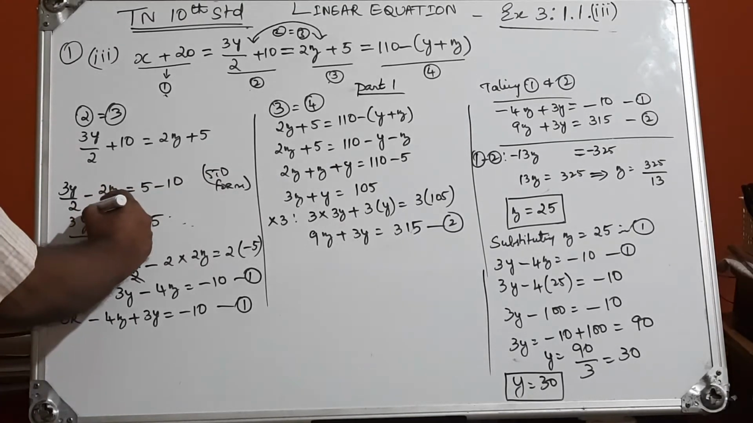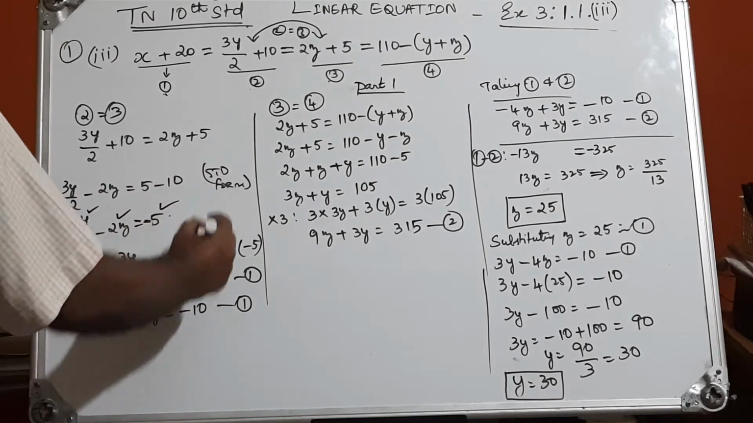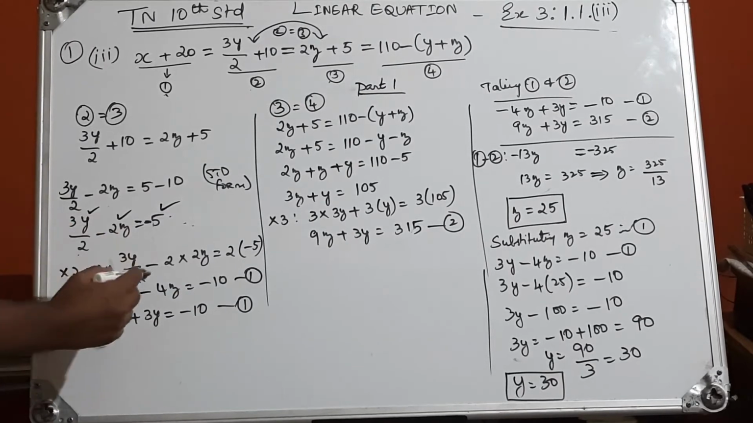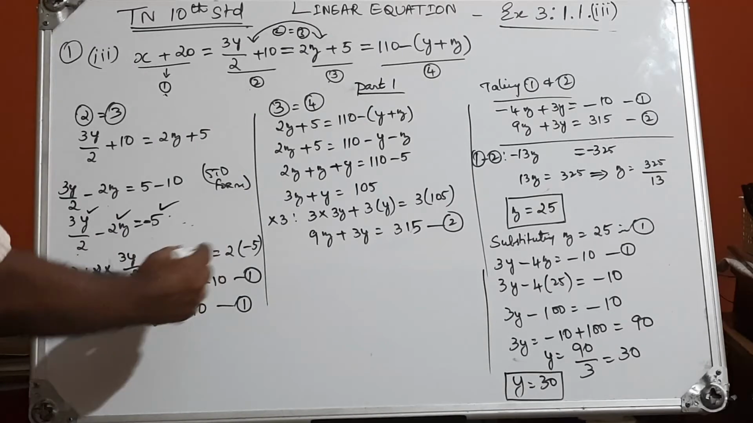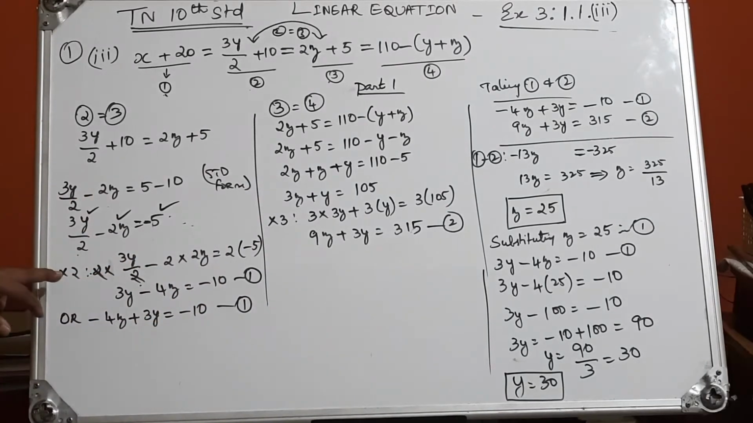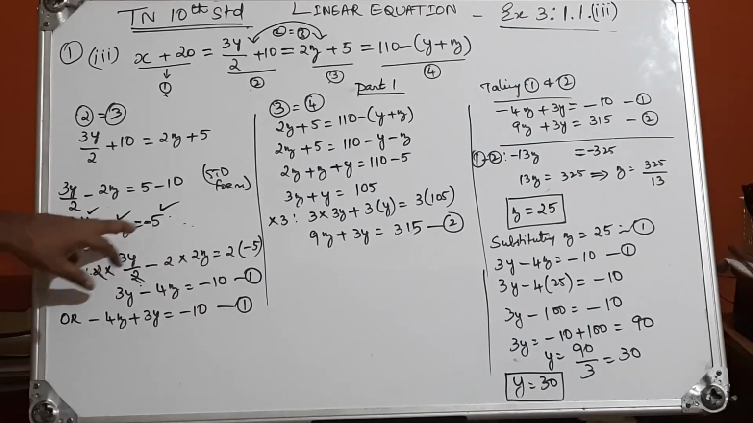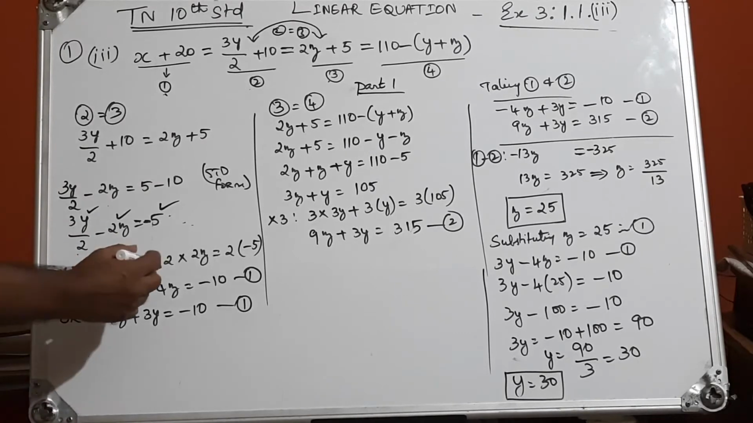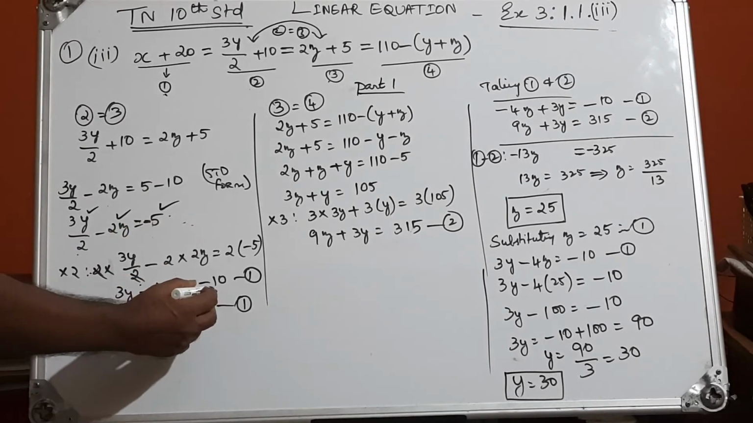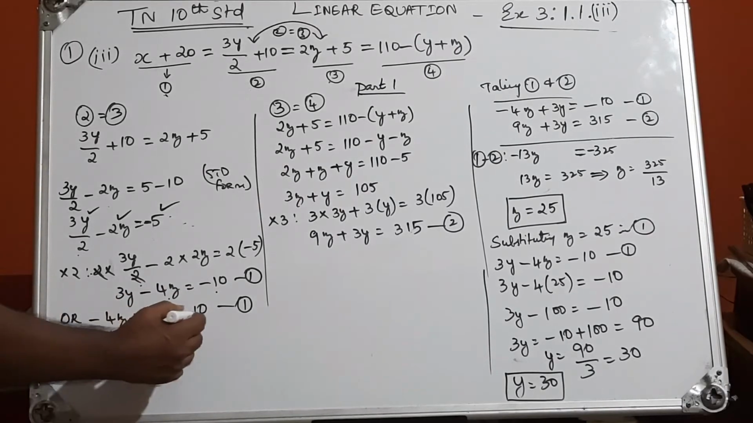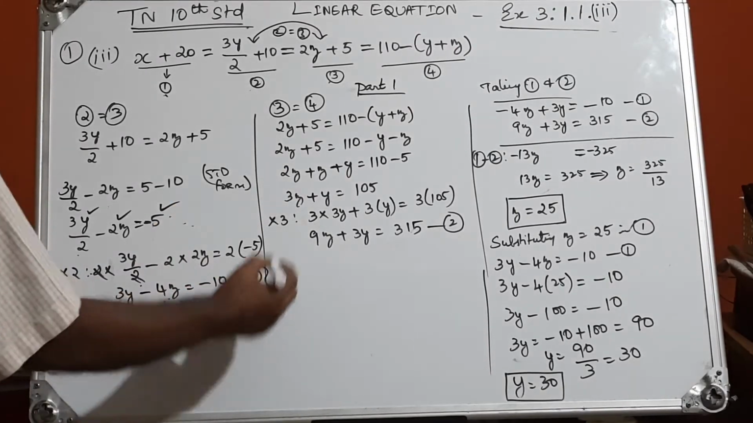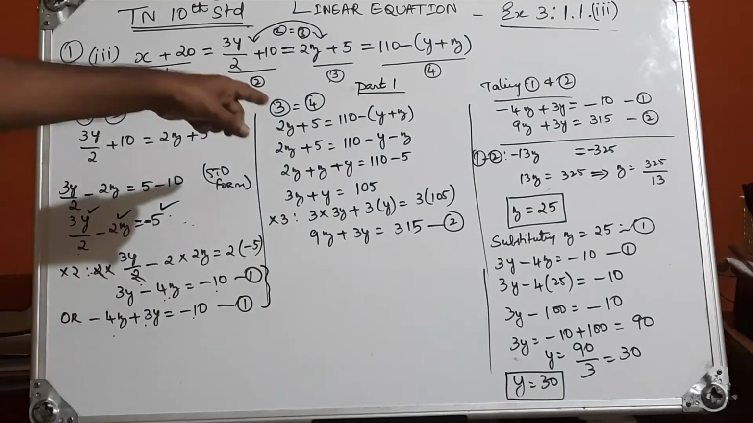So you have to multiply all by 2, number 1, number 2 and number 3. So 2 into 3y by 2 minus 2 into 2z equal to 2 into minus y. All you multiply by 2, the 2 will get cancelled. So when you multiply in an equation, all 3 must multiply. So you get 3y minus 4z is equal to minus 10. Or you can write like this also, minus 4z plus 3y equal to minus 10. Both are the same equation. For some convenience you are writing it there.